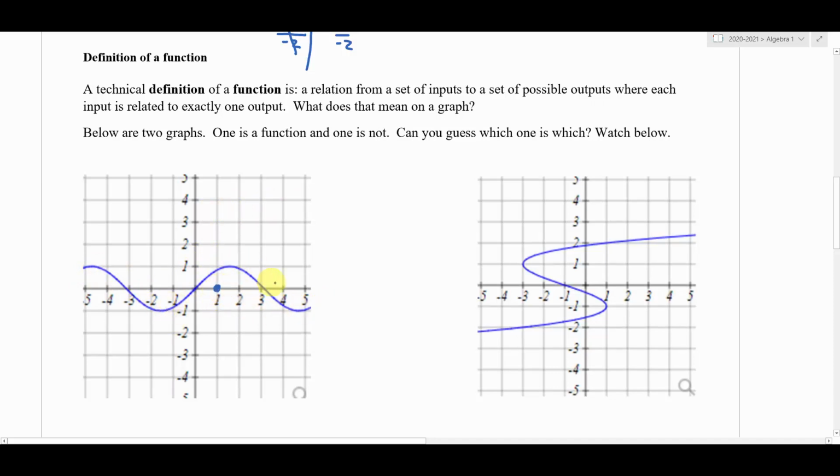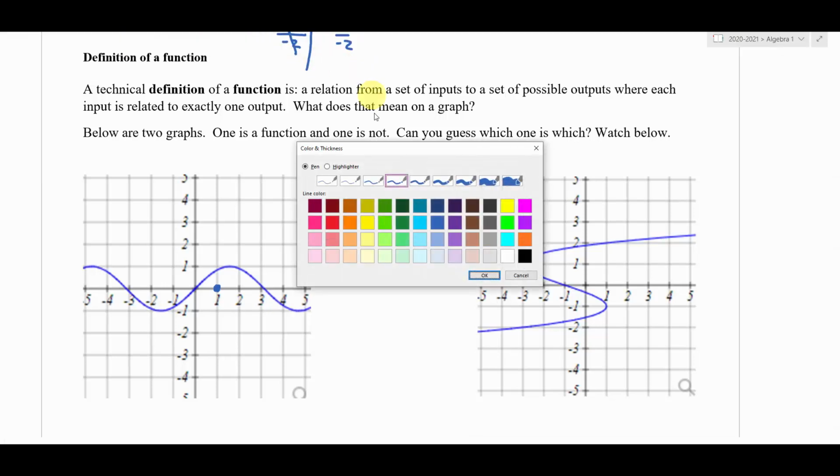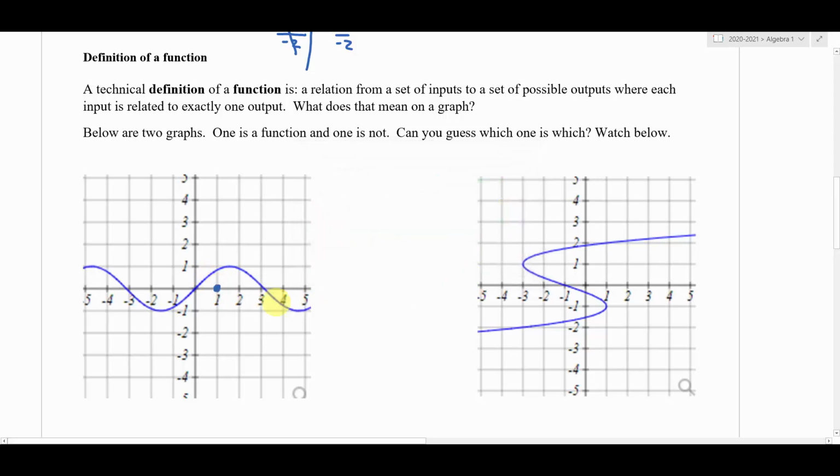Okay, so if I go to 1, let me choose a different color here, a little bit more visible. So go with green. So let's say I choose an input of 1, and I go up to my function here, right? So when I put a 1 in, it looks like I get a 1 out, right?